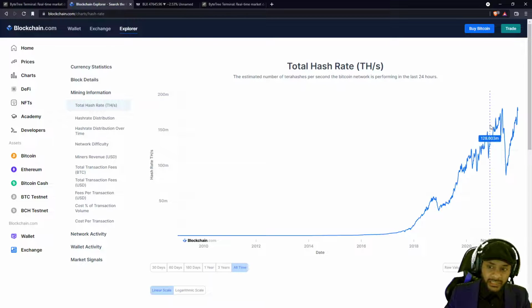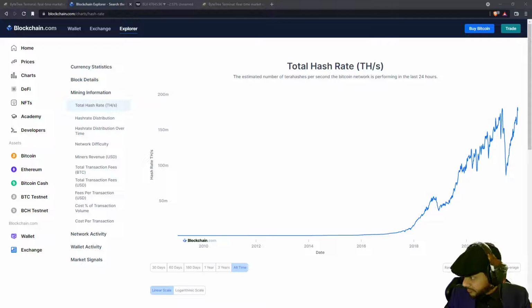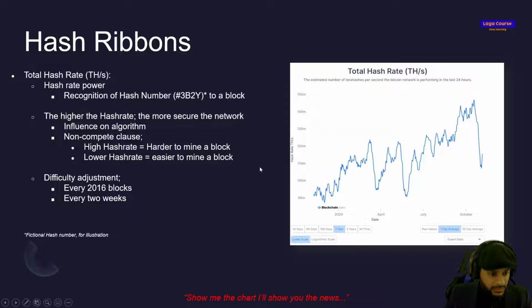So we've got to realize, if it drops, don't worry about it. It's normal and it's healthy for the market to go to a new all-time high. This is the hash rate number, which is the hash rate number of a block. We already know that.